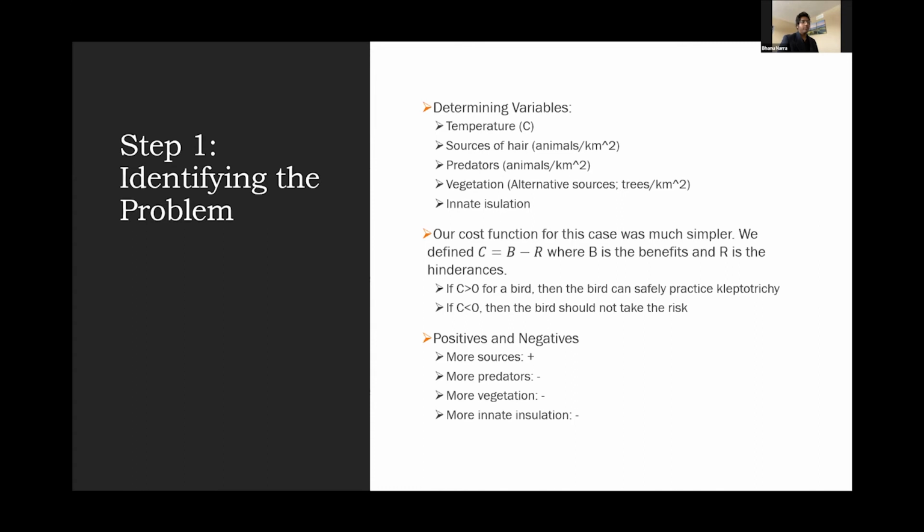And in this case, our model was a lot simpler. We just defined a cost function, B minus R, with B being the benefits and R being the hindrances. If the function was positive, then it's probably worthwhile for the bird to practice kleptotrichy. But if it was negative, then it's not worth the bird taking this risk. So we decided that having more sources was a positive term, while having more predators, vegetation or alternative sources, and having more innate insulation were all negatives, because those make it not at all worth risking your life for animal hair.